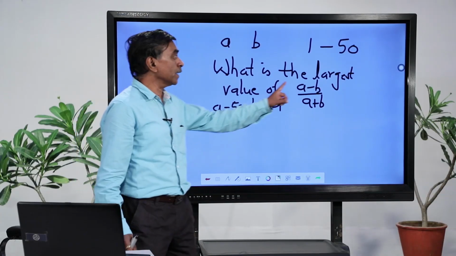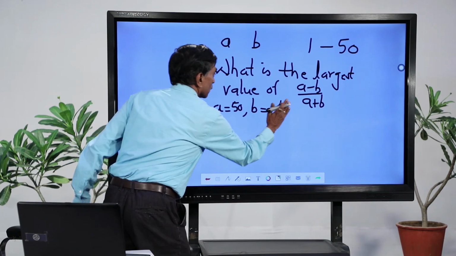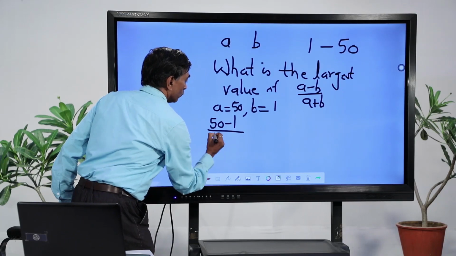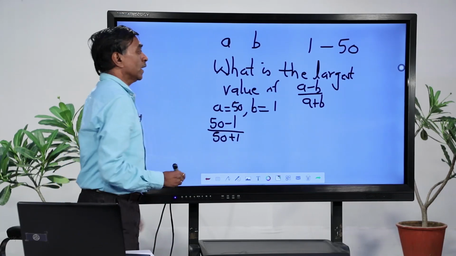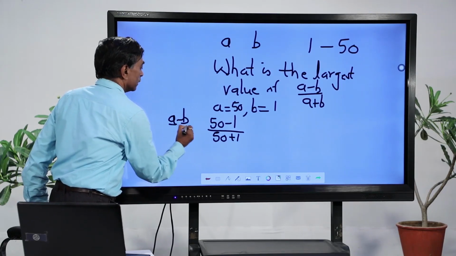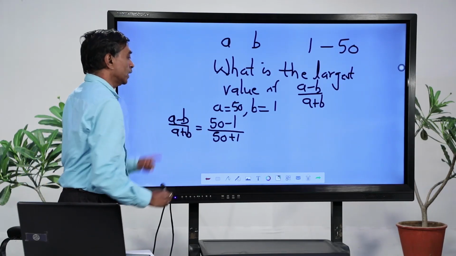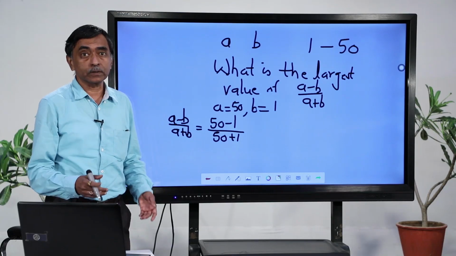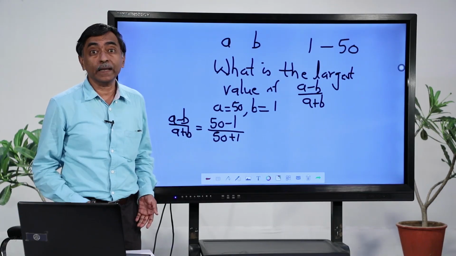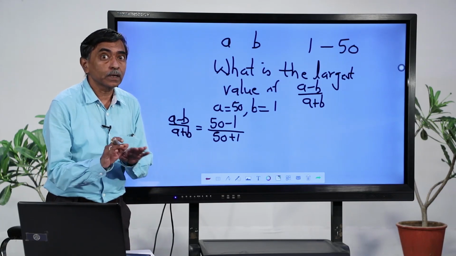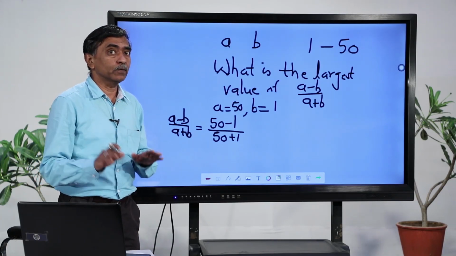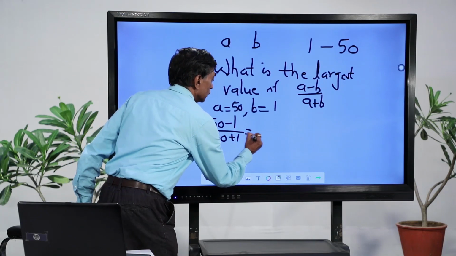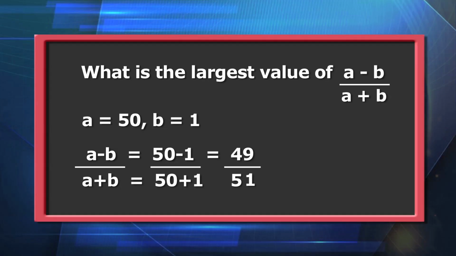If I take a as 50 and b as 1, the final value of (a minus b) upon (a plus b) that I get is 50 minus 1 upon 50 plus 1. After trying some combinations, you can arrive at this. You know how to compare rational numbers, you know how to compare fractions. Try to see about their denominators, try to make them equivalent fractions, you will get the difference and see what pattern it follows. Now, here I find that this particular thing is nothing but 49 upon 51.